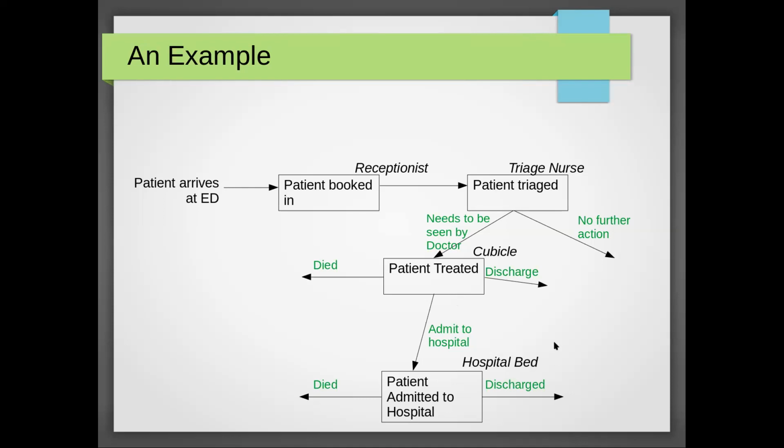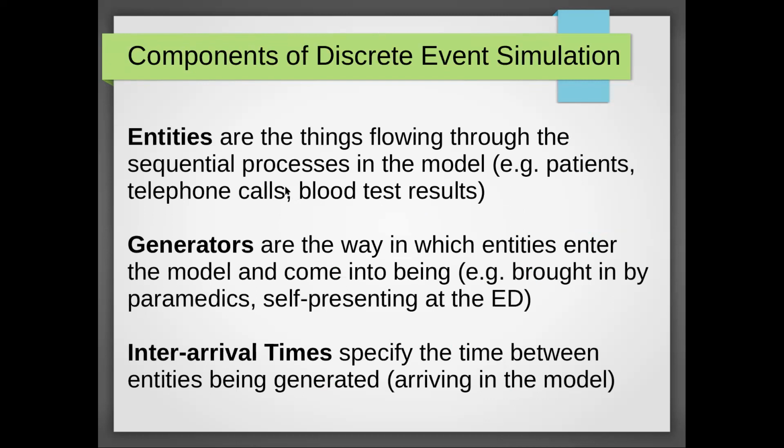So at each stage, we're thinking about the system in terms of the entities that are flowing through. And remember, they don't have to be people. Very often they are, but they don't have to be. You have entities flowing through, and different things are happening to them. That's the processes. Resources are required for those processes to happen. And for each process, the entities are queuing, waiting for their turn for that process to happen. So let's break this down and think about the individual components of a discrete event simulation.